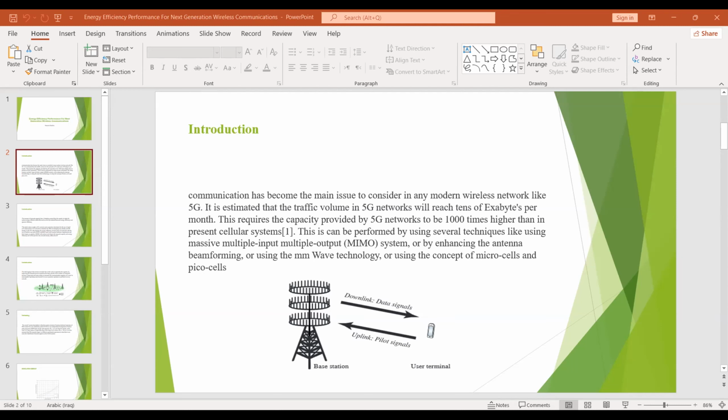It's expected that the traffic will reach multiple hundreds of what it is nowadays, and we need to increase the capacity of the network with high energy efficiency, high bandwidth, and high throughput. So this is the most important thing that we need to talk about. Also, the configuration leads to high energy efficiency for a large number of base stations and user density.